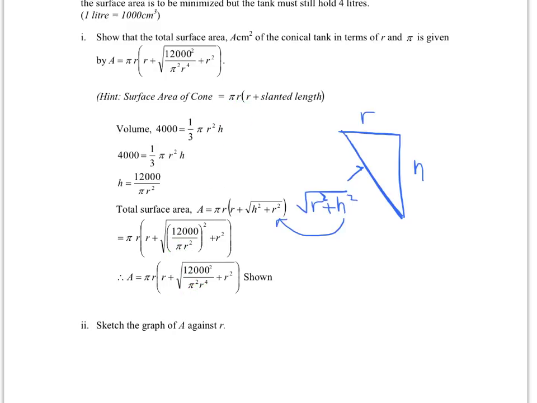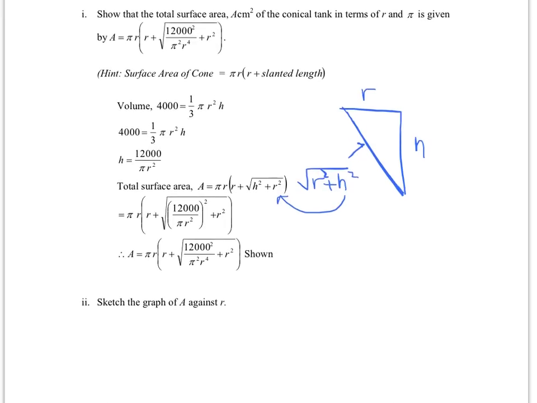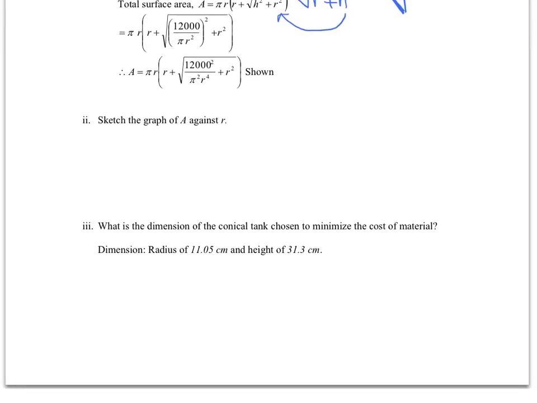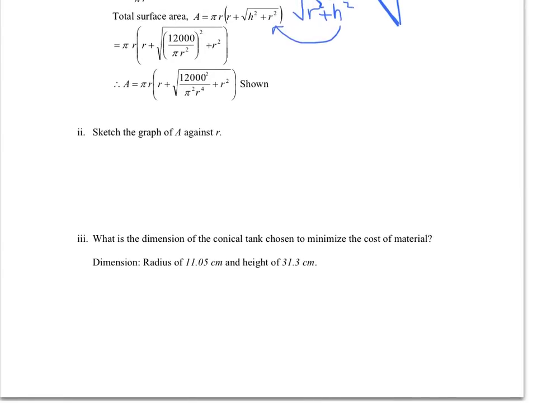So I hope you get the idea of how to use firstly the similar triangles idea, and also how to use the hint given to you if there is such a hint. In this case, the surface area of the cone is given to you. And the next thing is you're supposed to sketch a graph of A against R. Well, you could use a graphic calculator, and by using a graphic calculator, it allows you to get the solution to parts 2 and 3.